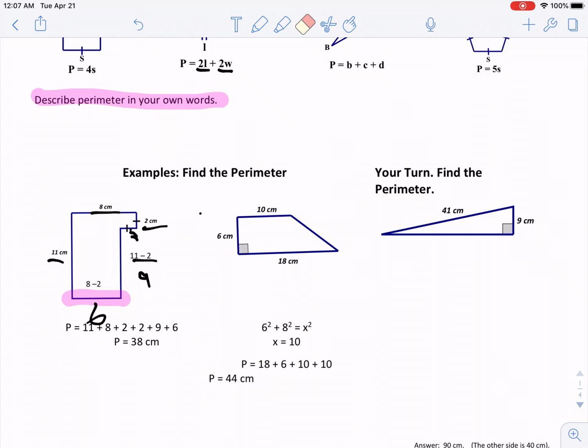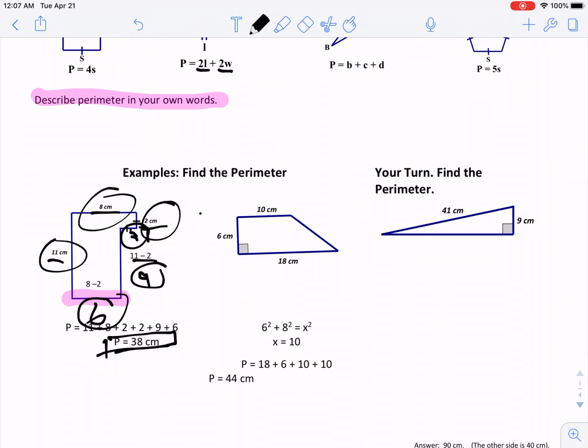So my perimeter is just 11 plus 8 plus 2 plus 2 plus 9 plus 6, which equals 38. They just took this plus that plus that plus that plus that plus that. Altogether, that equals 38. The second problem down here is a trapezoid, so it's a little bit trickier. We need to find this side. We need to find what x is.